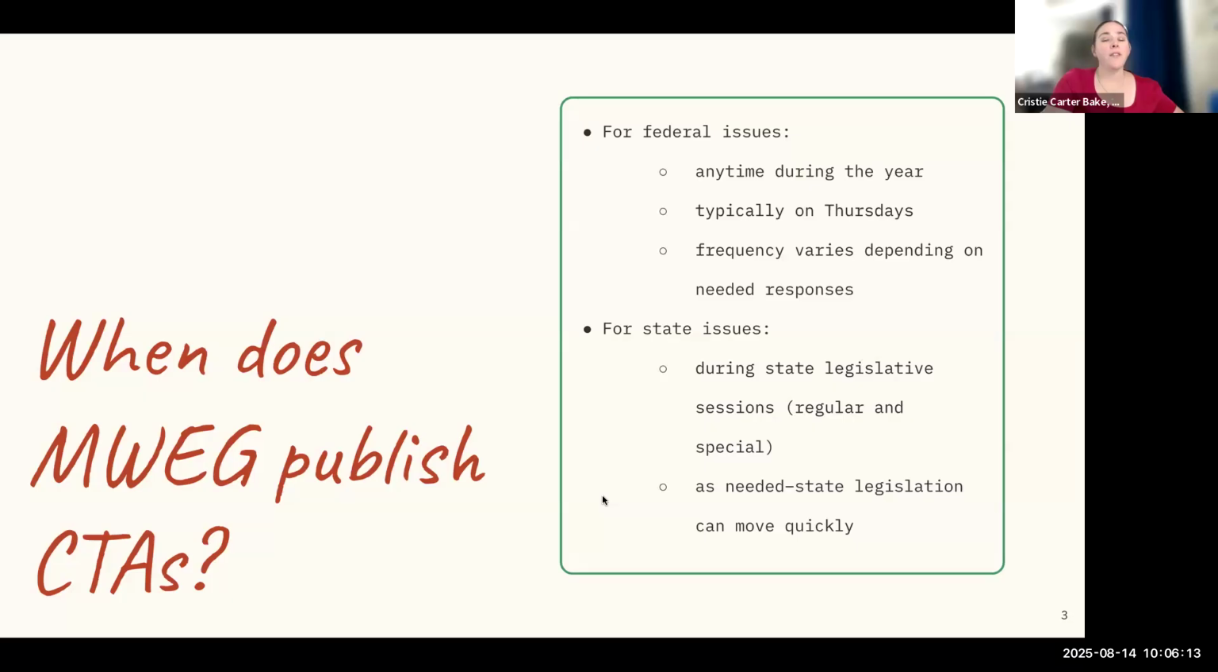We don't have a regular publishing schedule for state CTAs. They tend to move a lot faster than federal ones do, so we just try and get them up as quickly as we can. And that also means that we need people to respond to them much more quickly because state legislation just moves much faster than federal legislation does.